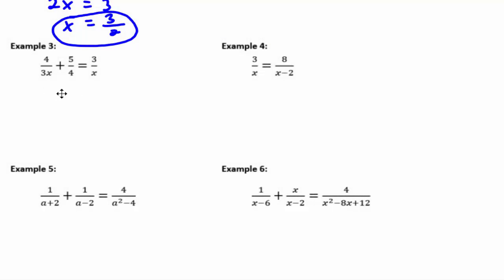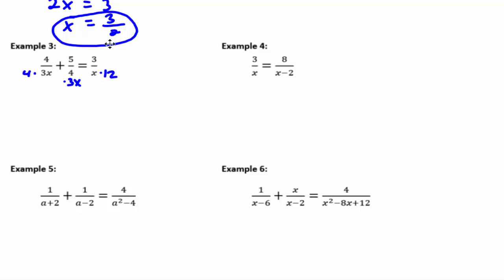All right, so for example 3, we have a 3x, a 4, and an x. Our common denominator is going to be 12 because for 3 and 4, the common multiple is 12. And then x, so 12x. So how do I make 3x become 12x? I need to multiply by 4. How do I make 4 become 12x? I need to multiply by 3x. How do I make x become 12x? I need to multiply by 12.